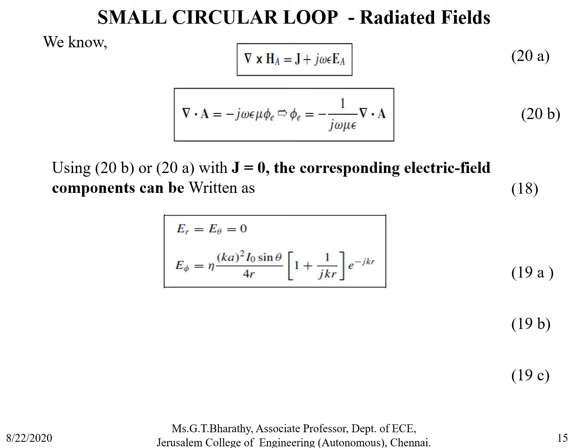So either by using equation 20A or by using equation 20B, we can get the expression for the electric field. If we are using 20A, we have to substitute capital J equal to 0, which gives the electric field in r and theta component equal to 0, and only the phi component of the electric field is available, which is equal to eta k a the whole square I naught sin theta by 4r into (1 plus 1 by jkr) e power minus jkr.